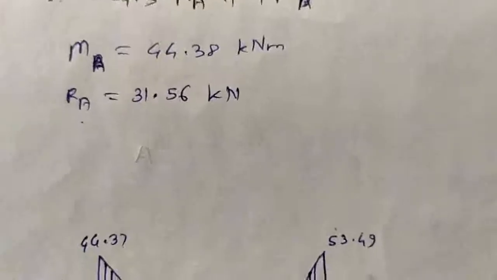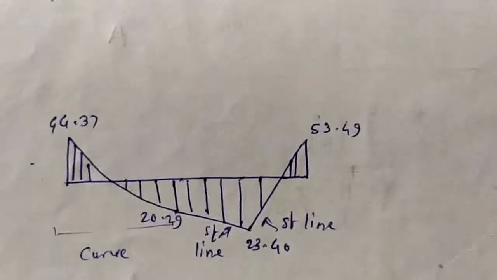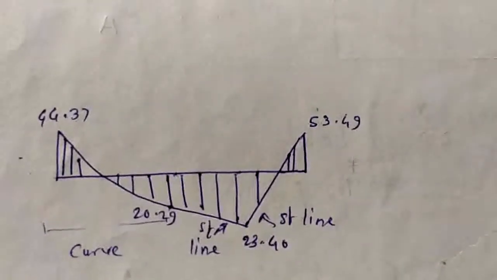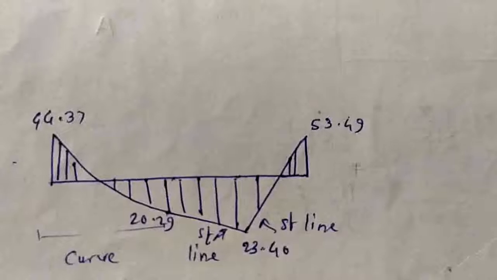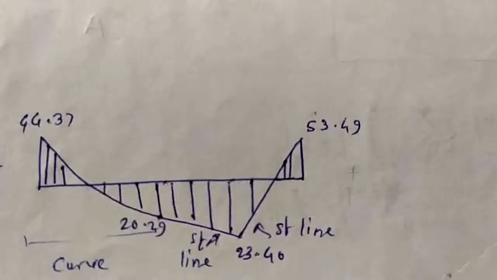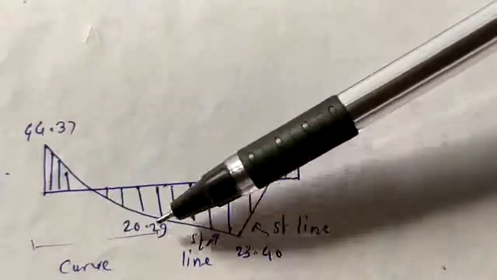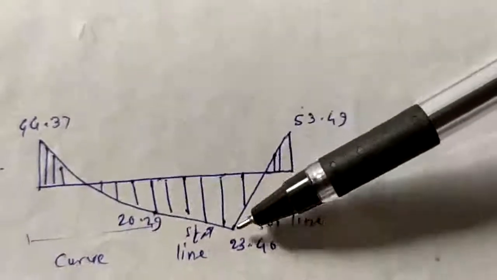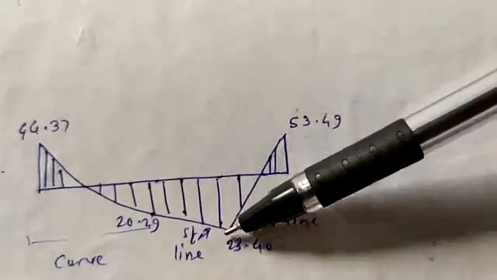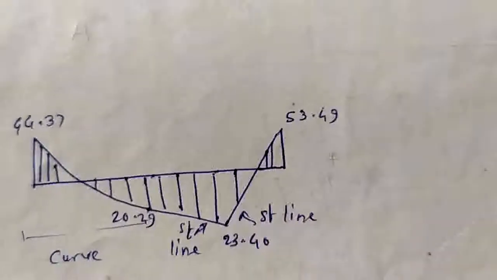Here I have drawn the final Bendonian diagram. Of course, at point A there is a projection of UVL, uniformly varying load. That's why there will be a curved part, and from this point to this point there is no loading. That's why this will be a straight line. From this point to this point there is no loading, that's why this will again be a straight line. So this is the final Bendonian diagram.